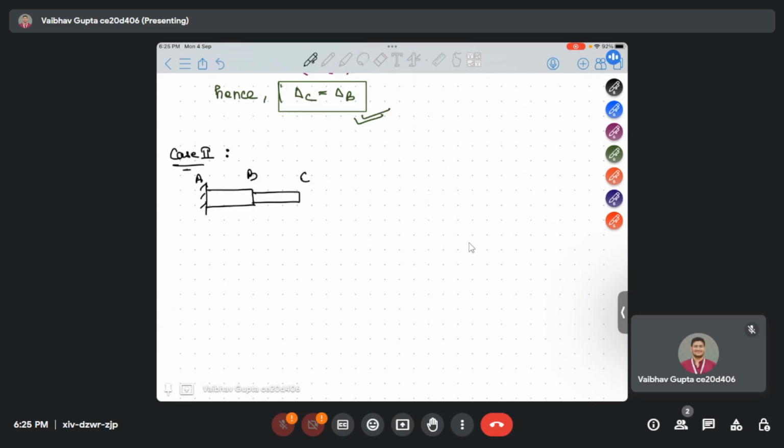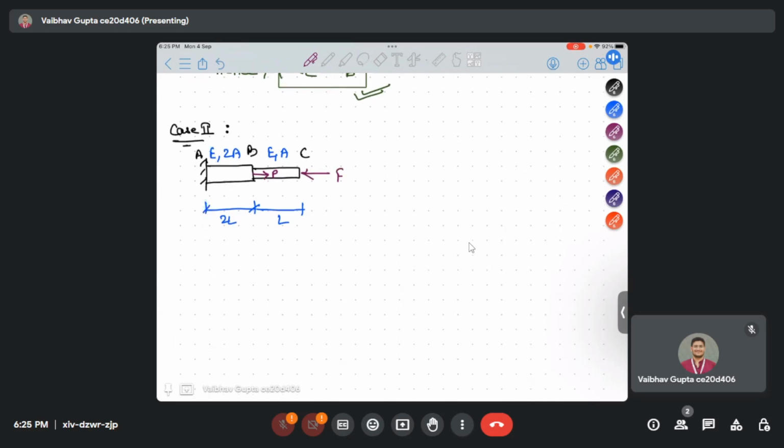Now this is the body ABC. Here, same specification: modulus of elasticity E, area 2A for AB. For BC it's E and area A. Length is 2L for AB and for BC length is L. Now suppose last time we applied force P at B. Here we apply a force F at point C. Now one force is acting at point B and one force is acting at point C.